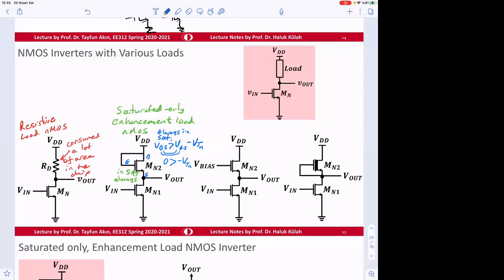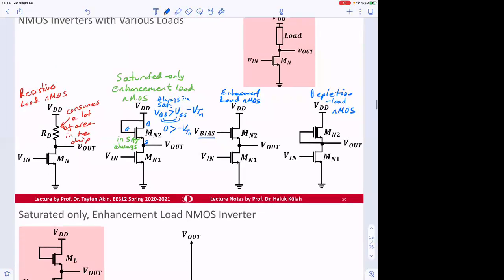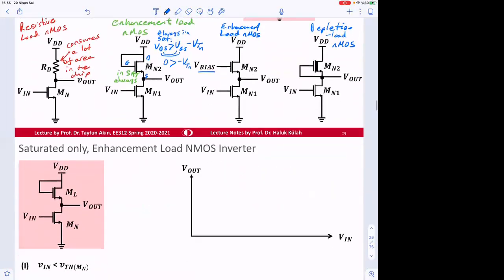This is going to be enhancement load. This is a similar thing, but we will be changing the bias voltage. Enhancement load, calling enhancement load NMOS. And then this one is going to be depletion load NMOS approach. I will be talking about each of these step by step.